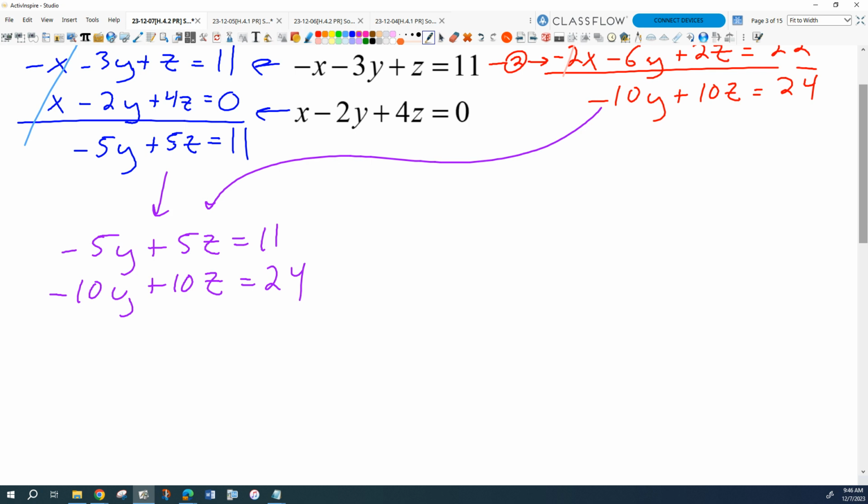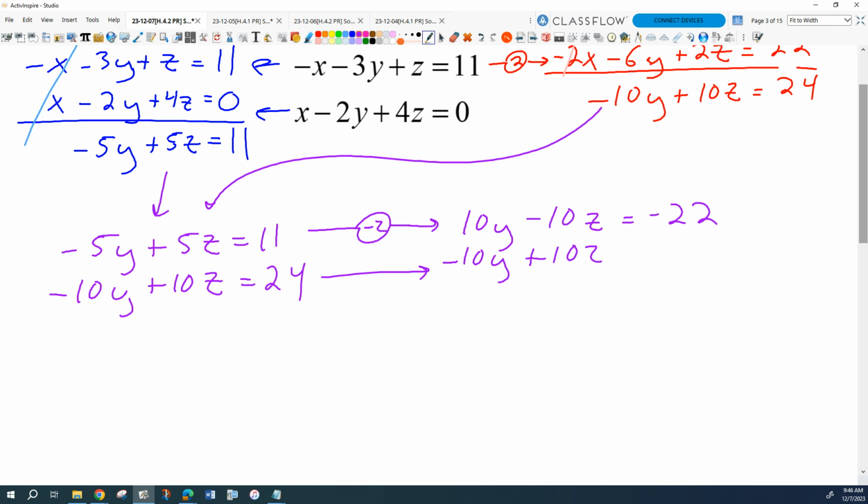Negative 2, right? Okay. That makes sense. Yeah, okay, so you're looking ahead a little bit. Good. So that's going to give us positive 10y minus 10z equals negative 22 and negative 10y plus 10z equals 24.